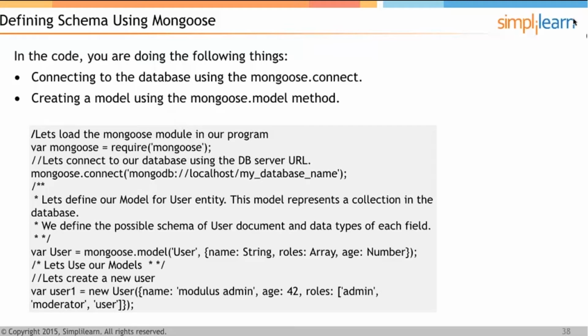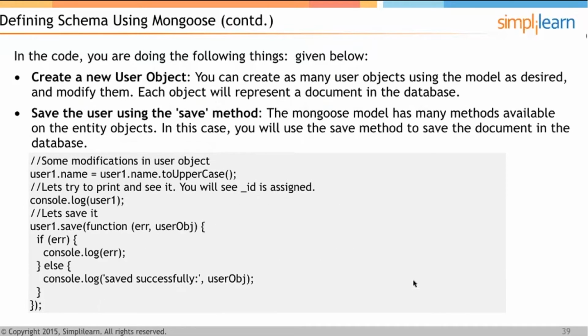Then, let's create a new user. So how do we create a new user? Where user1 is equal to new user. What I just did was use this schema and give name as modulus admin, age is 42. And the roles he has: he's admin, he's a moderator and a user. Once that is done, I can easily add that into my collection.